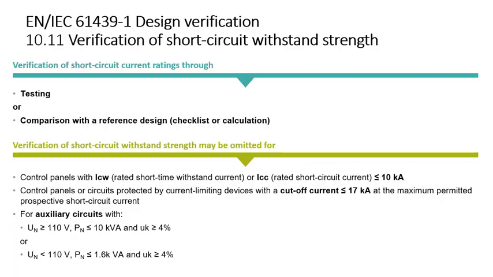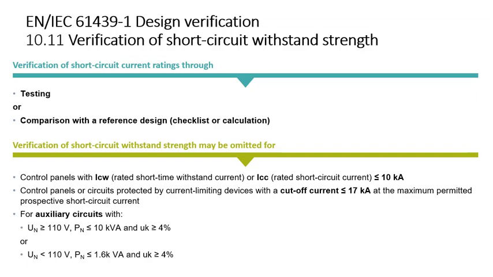In the IEC 61439 standard, verification of a short circuit withstand can be done by two methods: testing, or comparison with a reference design, checklist or calculation. It's the second one, the checklist or calculation, that we're going to do today. Testing can cost a lot of money, hence why we're interested in doing the calculation using the Siemens tool.